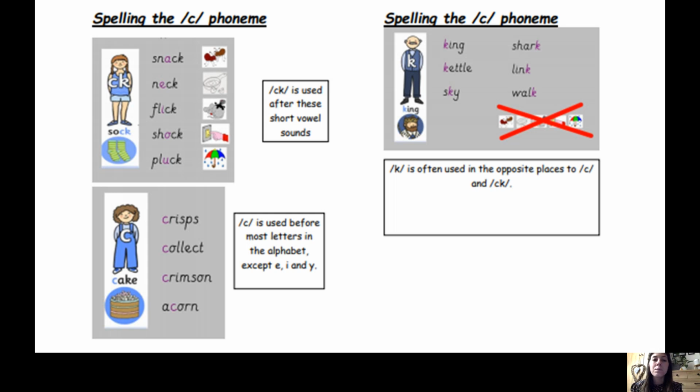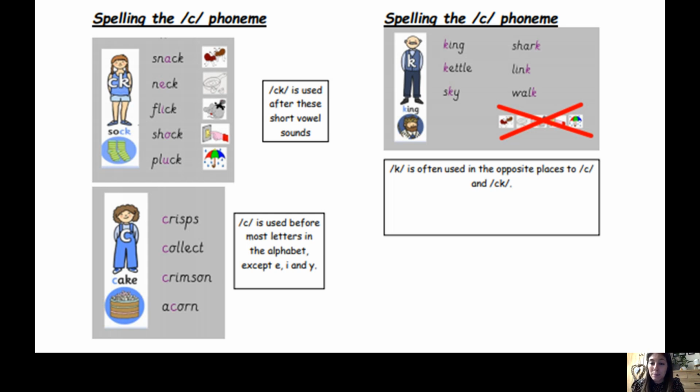Remember that Big Sister CK, she can only be used in the middle or end of words. We'd never see her at the beginning of the word because she comes after short vowel sounds. And remember, I had that picture to help you remember what the short vowel sounds are. Can you say them with me? We've got a, e, i, o, and u. Those are our short vowel sounds. If we hear one of those before a k sound, we're probably going to use Big Sister CK. Hopefully you remembered that one.